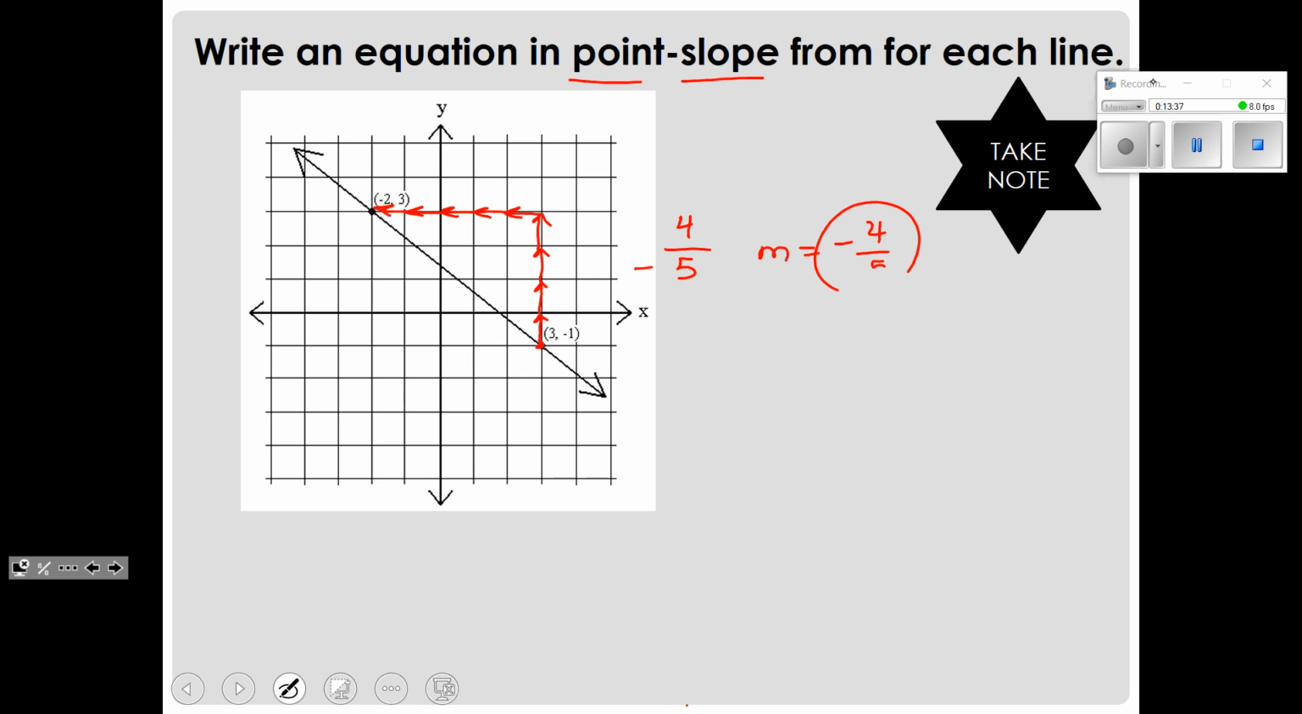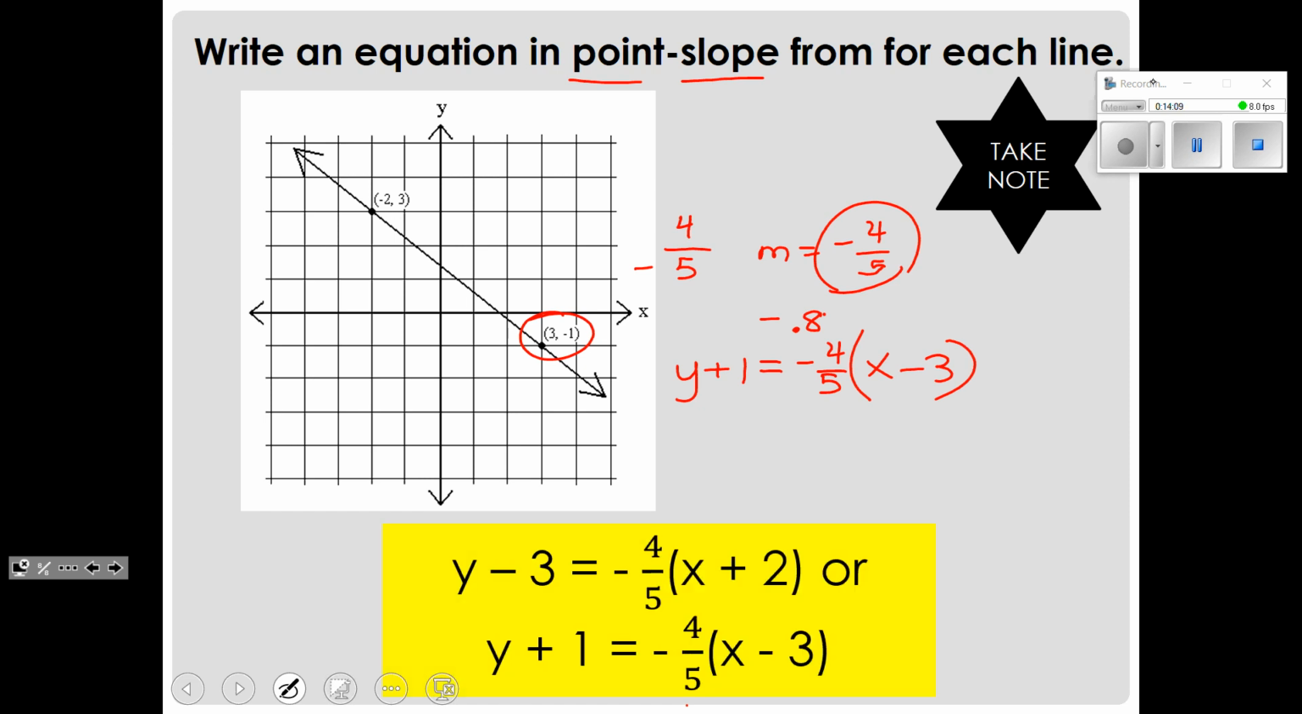Now that we have the slope, we just have to choose one of the points. We have 3, negative 1, and we have negative 2, 3. We can choose one. Doesn't matter which one. Let's say we choose this one. So to write it in point slope form, we say y, and we want to subtract the negative 1. So you're doing the opposite, so we're going to add 1, equals, put in the slope, which, if you prefer decimals, is negative 8/10, and then x minus 3. So either one of those, depending on which point that you use.